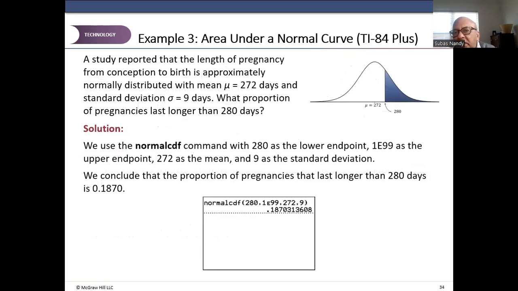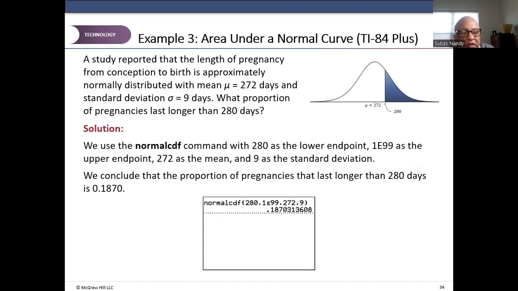Okay. Here the question is, what proportion of pregnancies last longer than 280? So 272 is the mean. The number 280 is greater than 272. It's on the right of the mean. That's why they draw a vertical line at 280, which is on the right of the mean 272. And we want the proportion of pregnancies that last longer than 280. Longer than means on the right of 280.